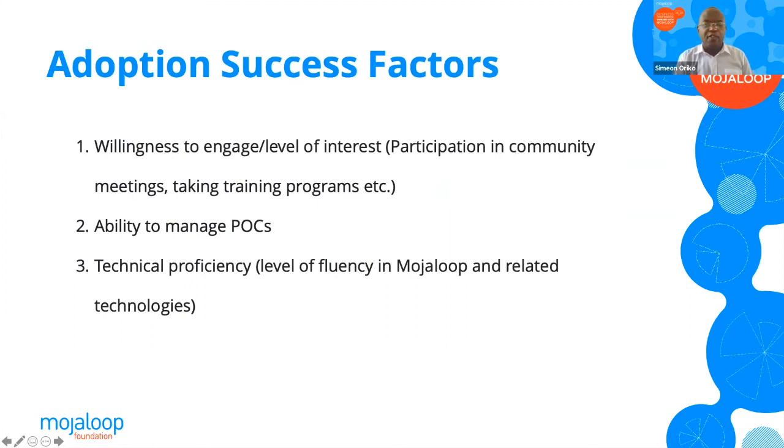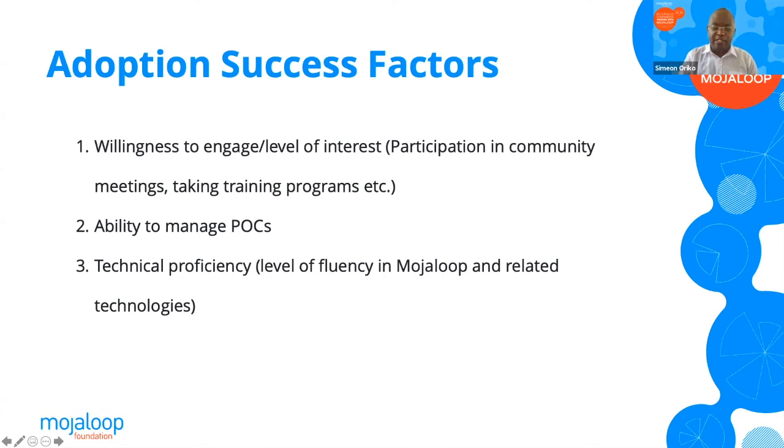The other thing is we also consider adoption success factors. For the organizations that you see listed in the business directory, what is their willingness to engage or their level of interest? We can gauge that by looking at their participation in community meetings such as this one, how actively they're taking training programs, and engaging in advocacy for Mojaloop. We also look at their ability to manage proofs of concept, and their technical proficiency.